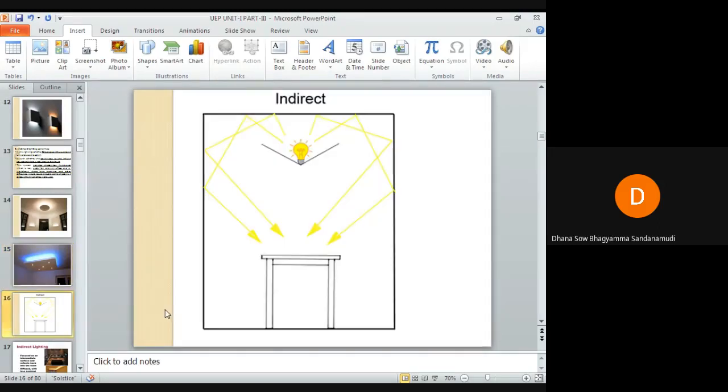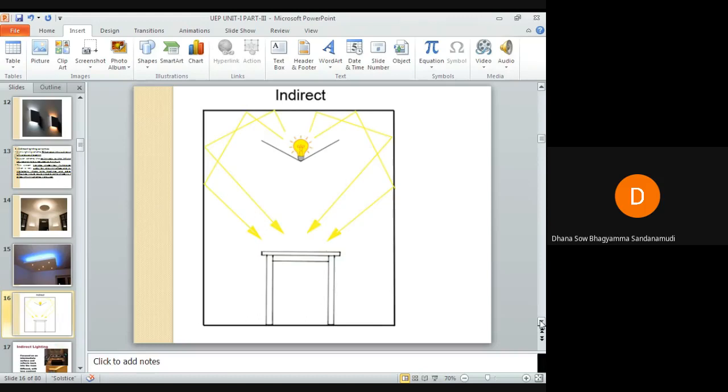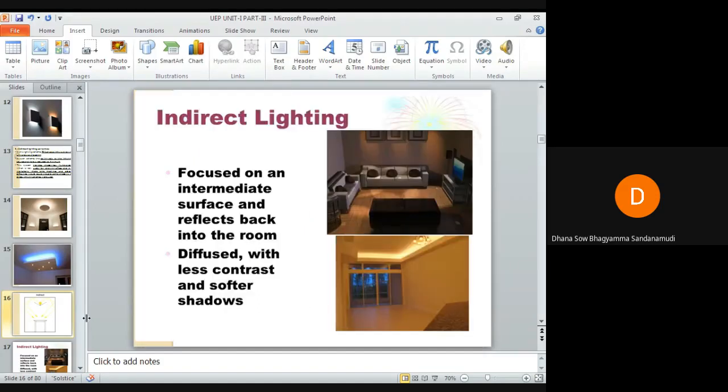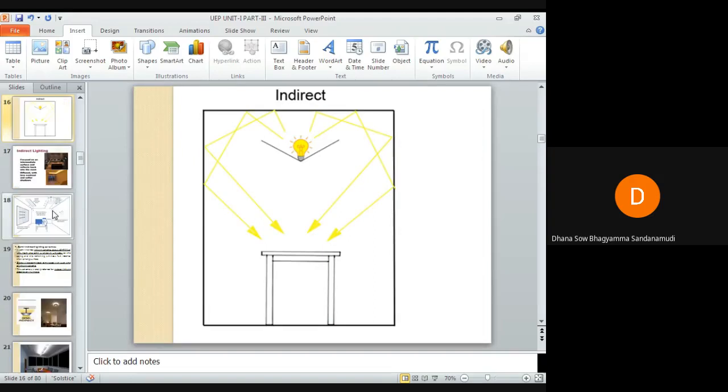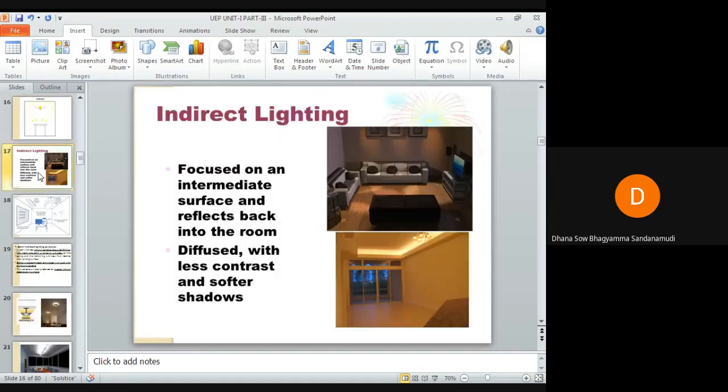Okay, so you can see how the light rays are traveling towards the work plane due to indirect lighting. The lamp is focused upward. These are the reflectors below this lamp. The light is traveling towards the ceiling. From there, it is falling on the nearby wall, and then from there, it is falling on the work plane. So whenever we want shadowless lighting, we'll prefer the indirect lighting.